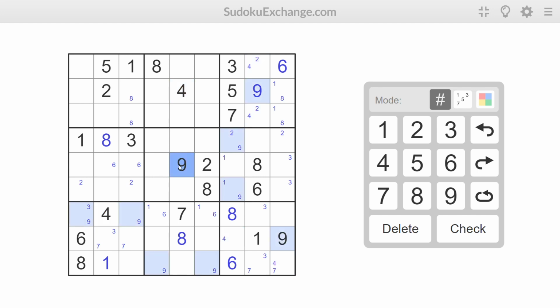Okay, see this 9 here. Now in this row, we can't have a 9 here. We can't have a 9 here. So this is the only place where we can have a 9 because of the candidate which we put. So let's put a 9 here and eliminate this 9 from here.